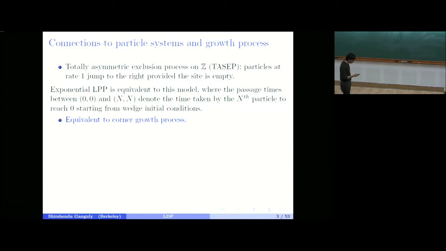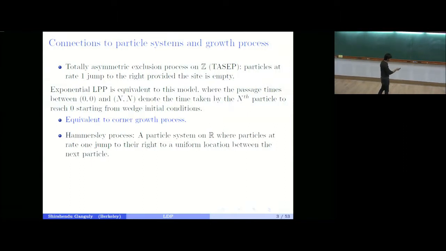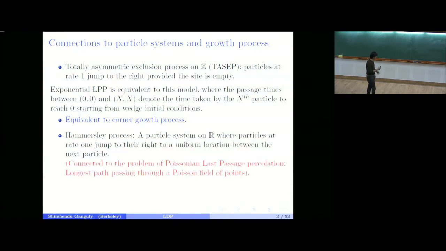There is also a growth process known as the corner growth process that also encodes the same information. And there are other particle systems which have a similar flavor and correspond to other similar percolation models. One of them is what is known as the Hammersley process. Here it's a continuum model. Things are on the real line, and particles jump uniformly to the right between the next particles. The precise definition is not important. The main point is that there are many particle systems which have this correspondence with percolation models.